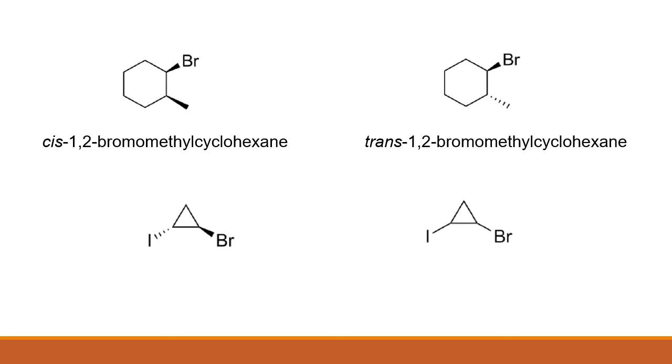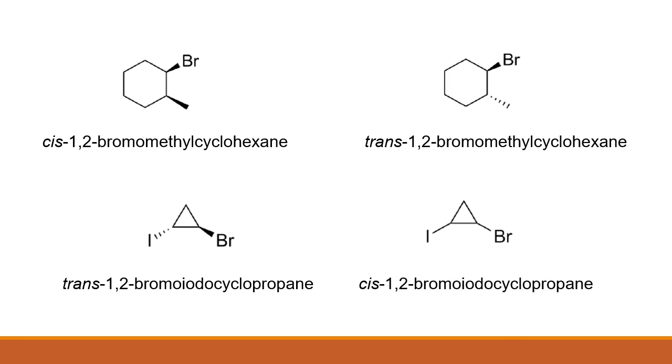Another example of stereoisomers are these two molecules. They are both cyclopropanes with an iodine and a bromine atom attached. However, this one is trans-1,2-bromoiodocyclopropane, whereas this one is cis-1,2-bromoiodocyclopropane. Note that cis can be represented by lines instead of wedges.